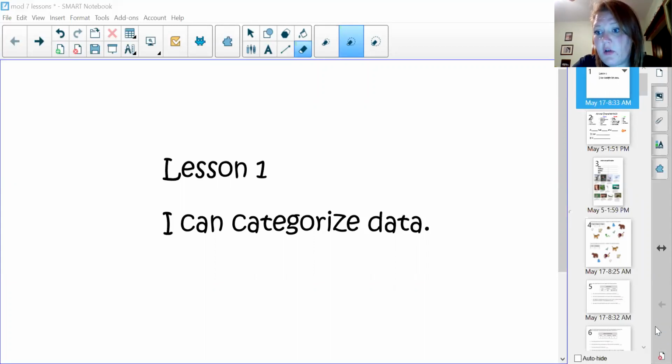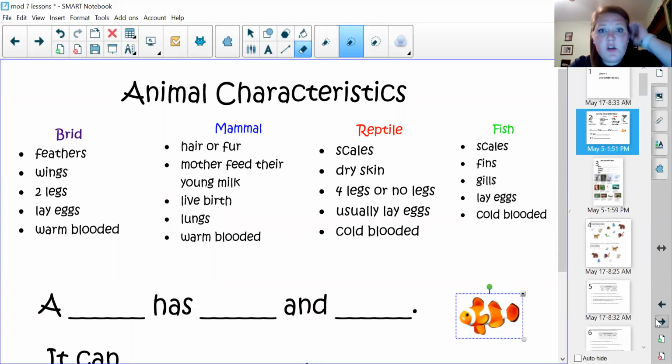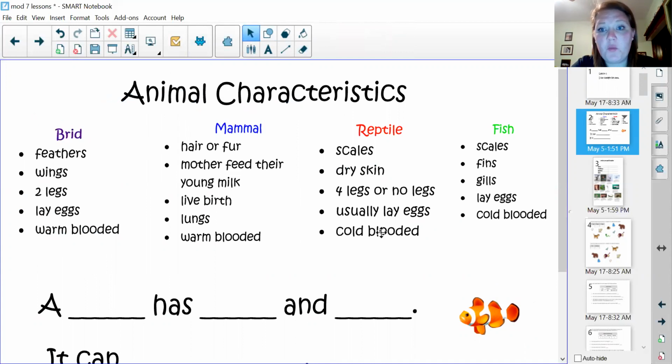So let's go to our first slide here. I have some data here that I collected, and I've classified animal characteristics. So we have birds, mammals, reptiles, and fish. Let's go ahead and read through the birds. Birds have feathers, wings, 2 legs, they lay eggs, and they're warm-blooded.